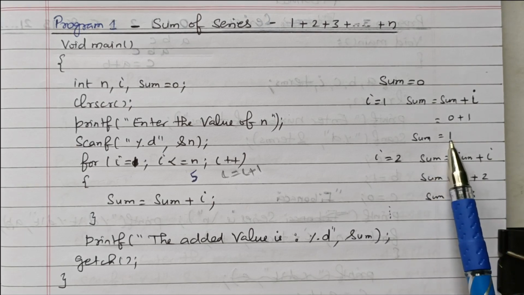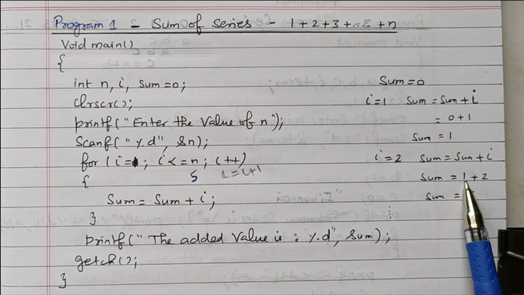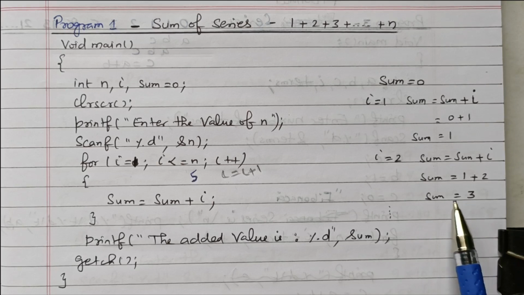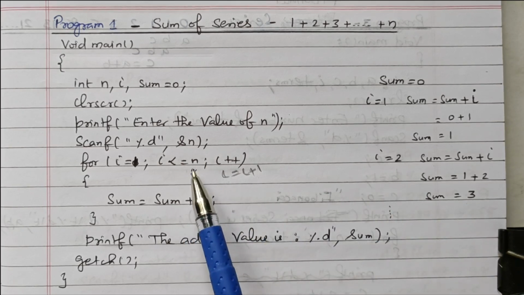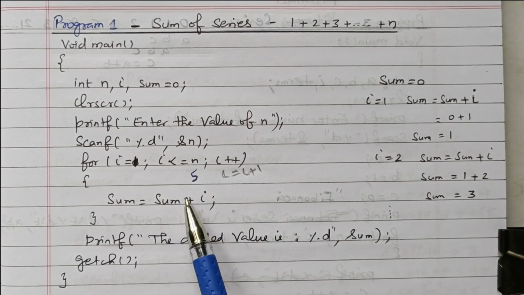The sum is now 1. I is 2. So 1 plus 2, 3, right? Now the sum becomes 3. Again it will go to the increment, like that it will go up to 5. For example, if we enter 5, it will go up to 5.